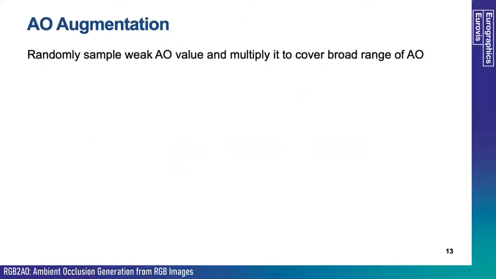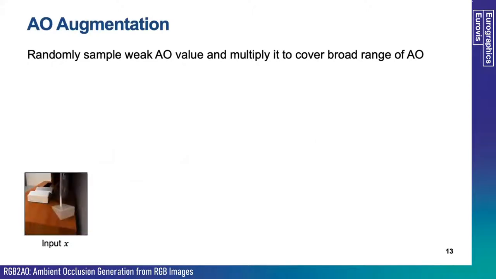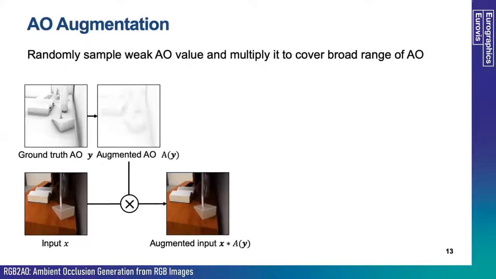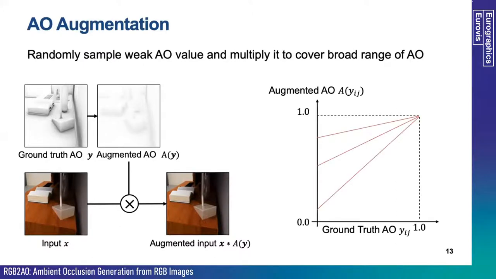The second point is proposing a data augmentation method. Given an input image during training, we also obtain the ground truth AO, weaken it, and multiply it with the original image to create the augmented input. The relation of the augmented AO and the original AO is shown on the slide. So we randomly change the extent of AO so that the model is robust to a broad range of input.